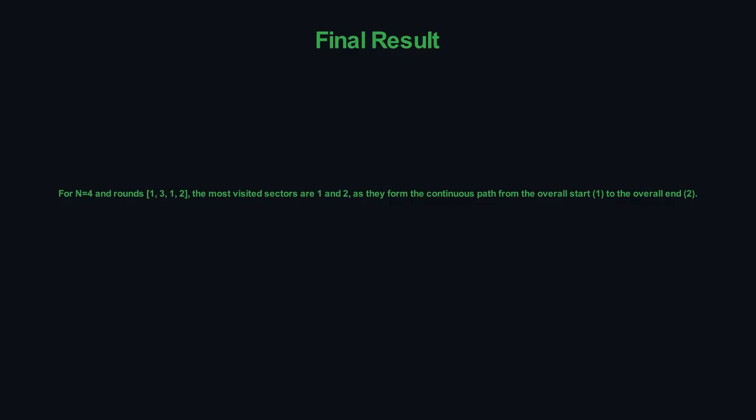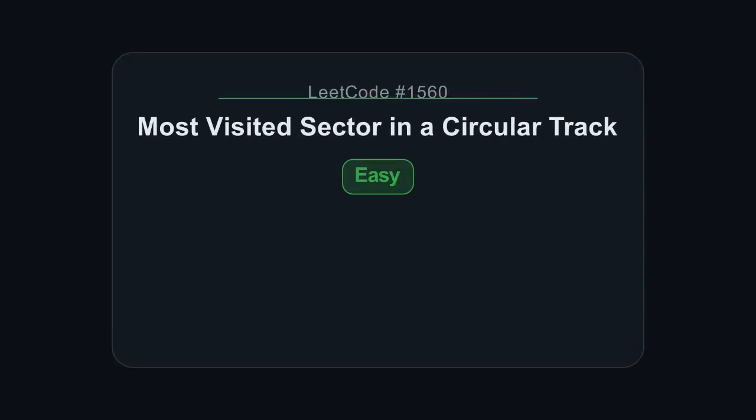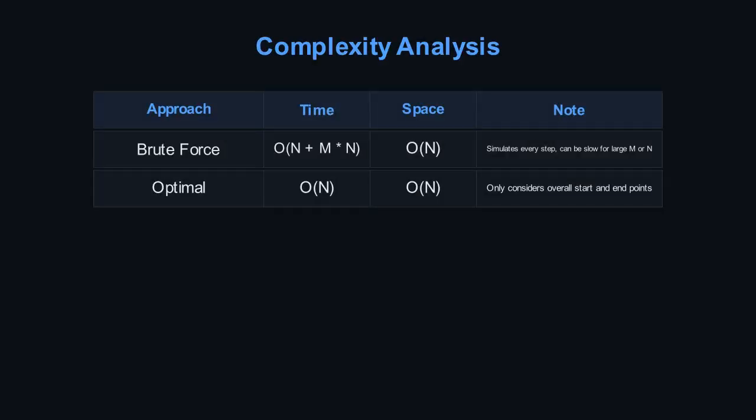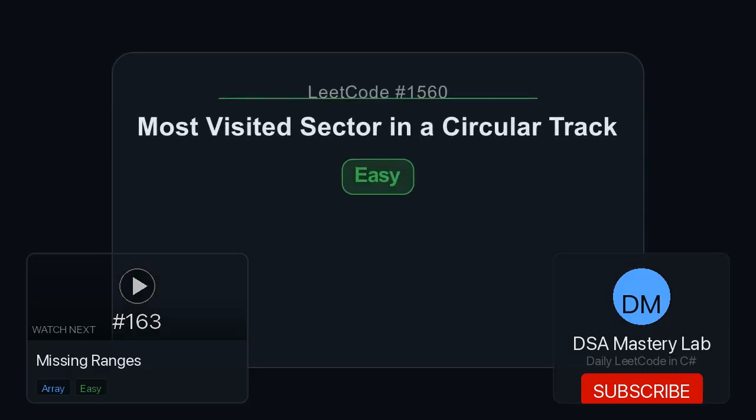You'll spot this pattern when dealing with circular arrays or tracks where the exact path doesn't matter as much as the overall start and end points. Also, when intermediate steps in a sequence can be abstracted away because their cumulative effect is captured by the boundary conditions. The time complexity is O(n) because we iterate through the sectors at most twice. The space complexity is O(n) for storing the visit counts. This interval trick is a powerful optimization for many circular track problems.